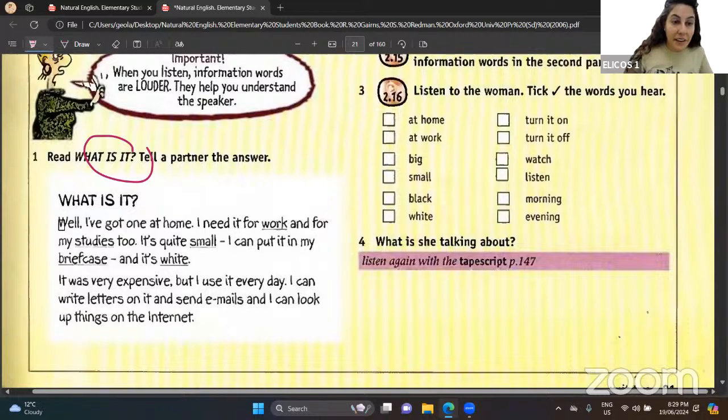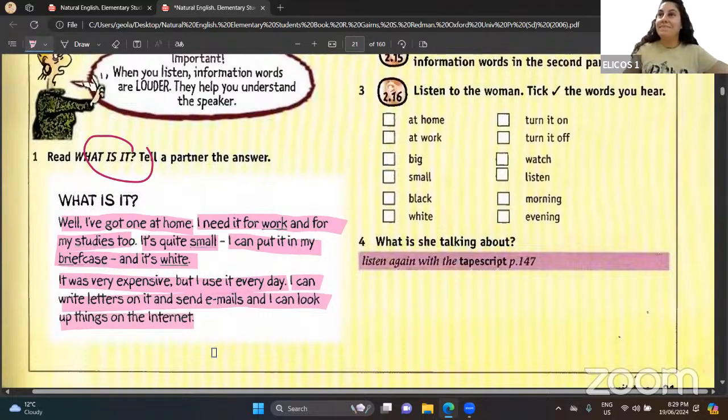It says, well, I've got one at home. I need it for work and for my studies too. It's quite small. I can put it in my briefcase and it's white. It was very expensive, but I use it every day. I can write letters on it and send emails, and I can look up things on the internet. What is it? What's this object? Can you guess?